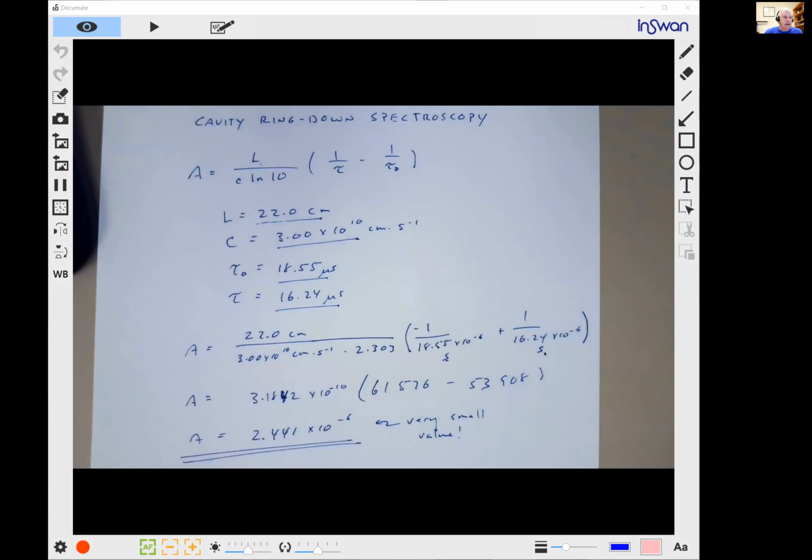You know, it's not easy to measure that directly. I've never really heard of anyone measuring an absorbance of that small of a magnitude, except in this weird time domain type spectroscopy.